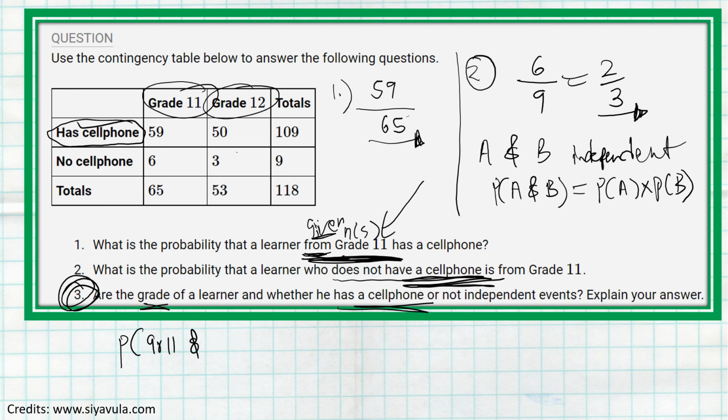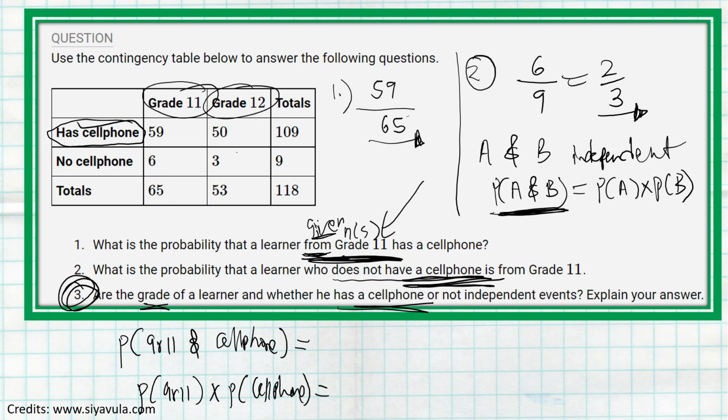Cell phone. Oh, sorry about this. Cell phone. And we're going to calculate that. And we're going to calculate the probability of grade 11 times the probability of what? Having a cell phone. Okay. So because we need to calculate the probability of A and B and check whether it's equal to the probability of A times the probability of B. Okay. So the probability of grade 11 and cell phone.